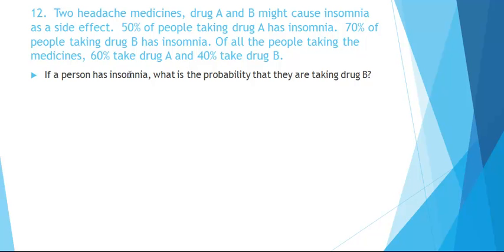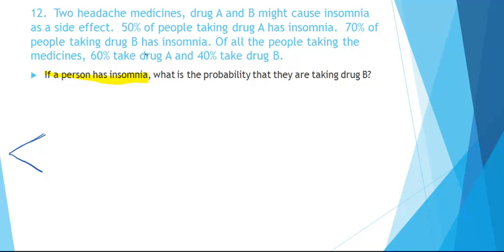And then it tells us 60% take drug A and 40% take drug B. Now this is key right here. If the person has insomnia, what is the probability that they are taking drug B? So this is the condition we're looking for: if the person has insomnia. So we're going to do a tree diagram, and we'll only look at the people that have insomnia.